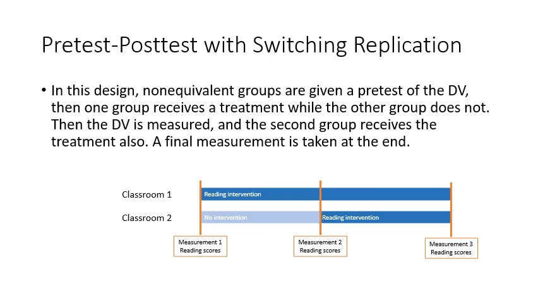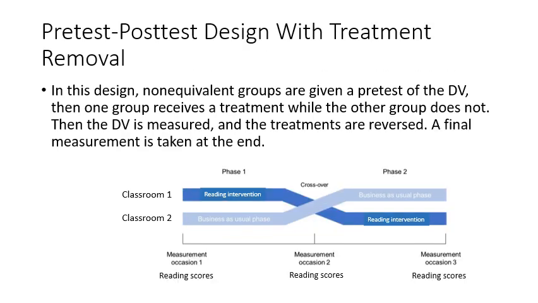So a similar idea to this is the pretest post-test design with treatment removal. And in this design, these non-equivalent groups are given a pretest right here. Their reading scores are taken, and then classroom 1 gets the reading intervention, and classroom 2 just has business as usual. Then we take another measure right here.